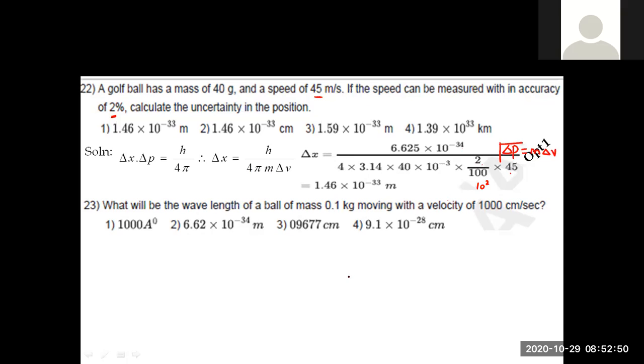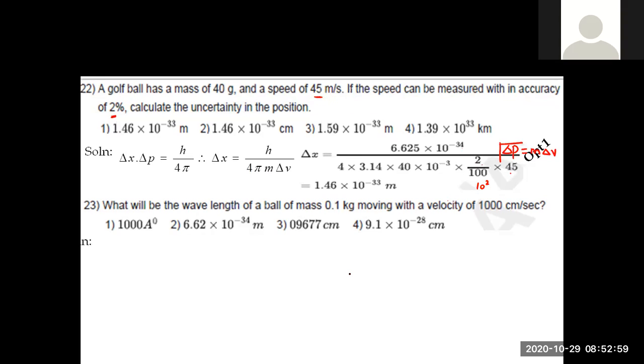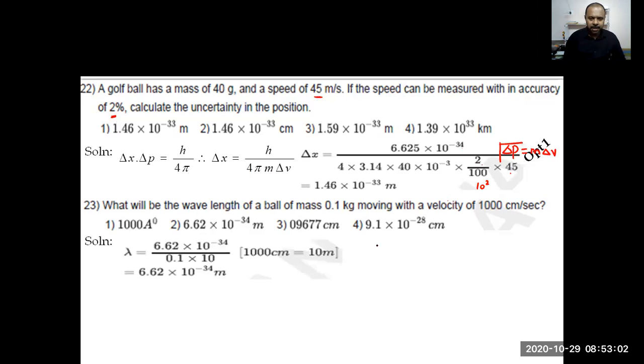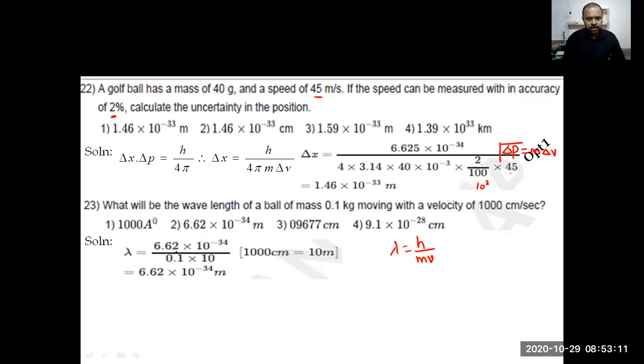Option 2, because the denominator becomes 1. Exactly. See, the equation is lambda is equal to h divided by m into v. What is h? 6.62 into 10 raised to minus 34. Mass 0.1 kg. Correct? And 1000 centimeter per second they have given.